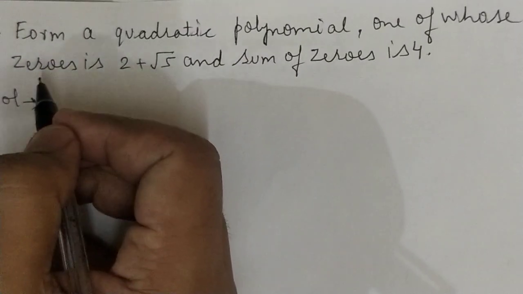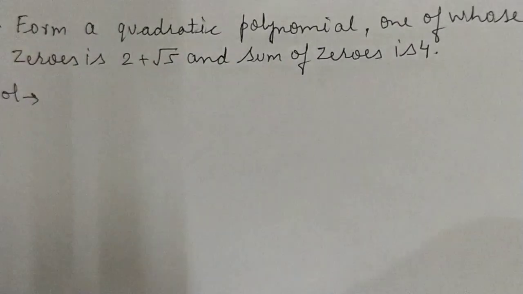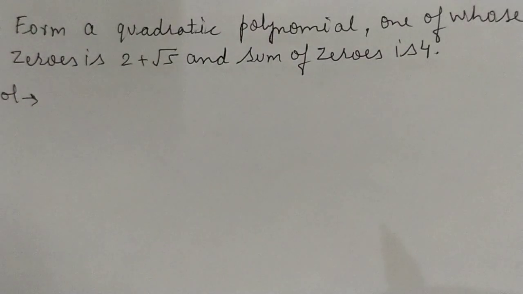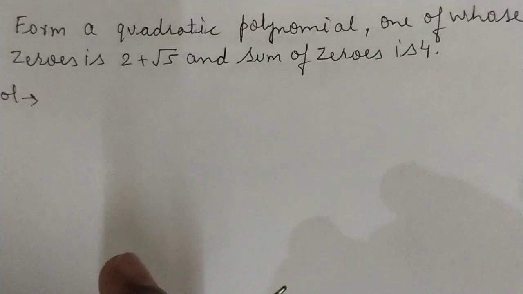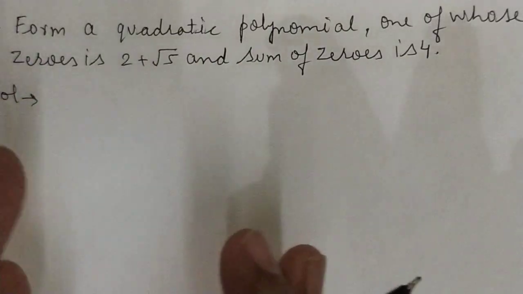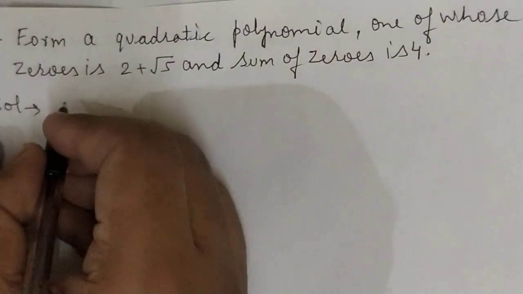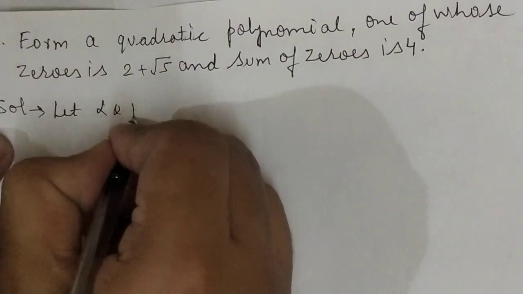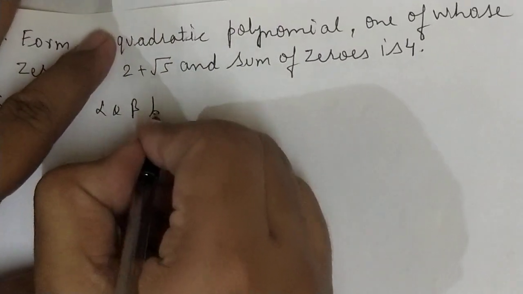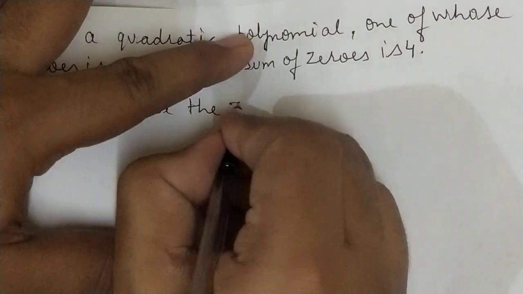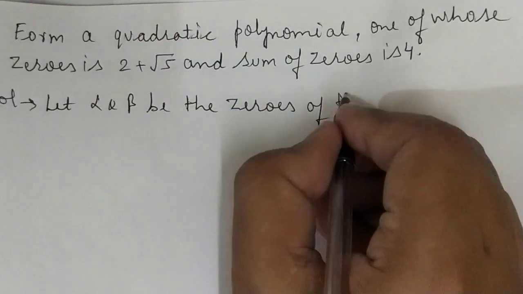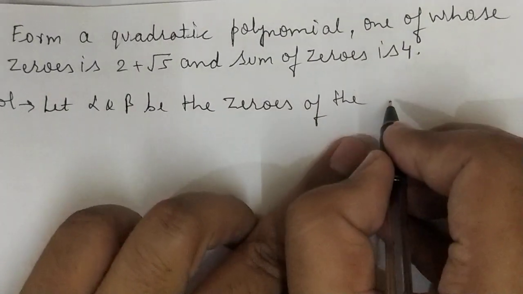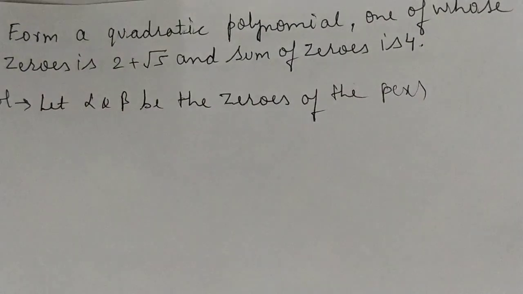Solution. Very interesting question. So, in this type of question, first you have to write the statement that let alpha and beta are the zeros of the given polynomial. You have to assume that zeros of the polynomial will be alpha and beta. Then you will start solving. So first you will write: let alpha and beta be the zeros of the polynomial, given polynomial, that is P of x.